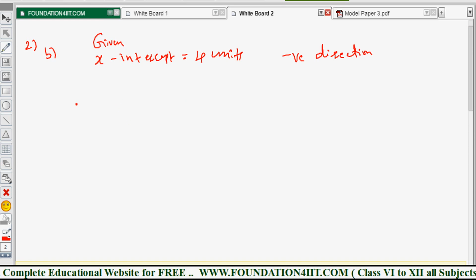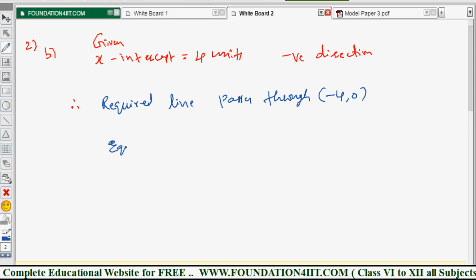Then the required line passes through, because it's the negative direction, we can take negative 4. Therefore, the required line passes through minus 4, comma 0. The x value is minus 4 and the y value is 0 because it is the x-intercept. And the given equation of line is 3x minus y plus 5 is equal to 0.